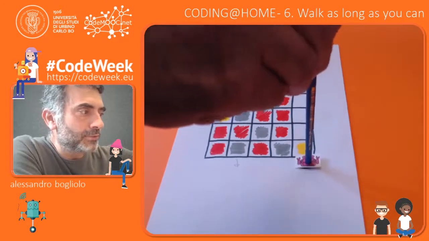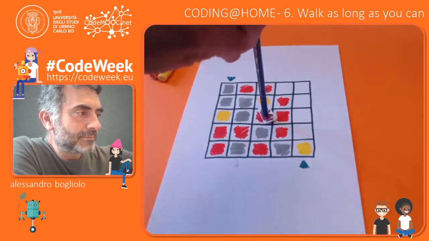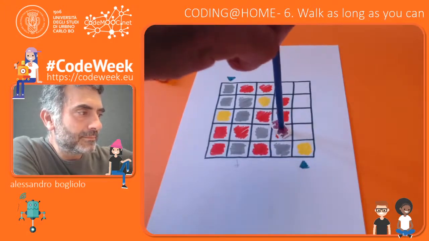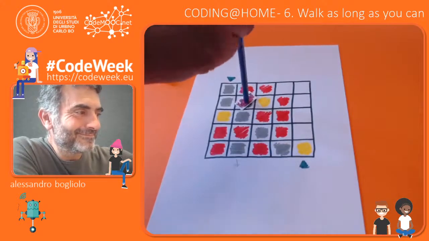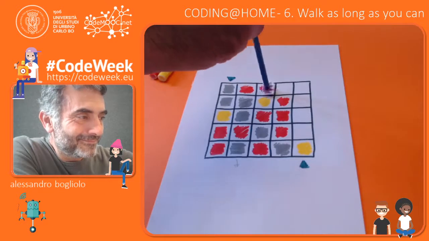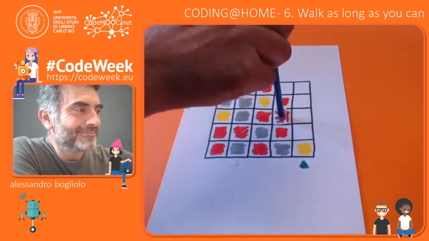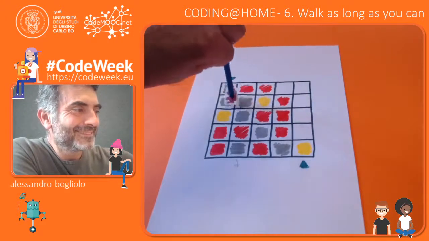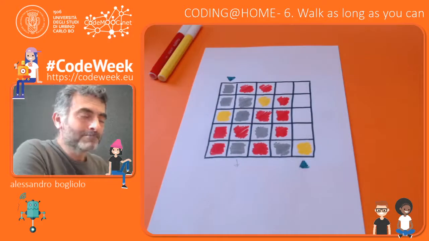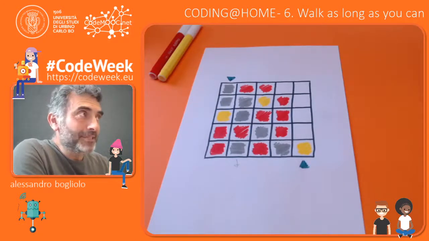Okay, so you count. 1, 2, 3, 4, 5, 6, 7, 8, 9, 10, 11, 12, 13, 14, 15, 16, 17, 18, 19, 20. 20. Okay, it's also nice to see how many times her path goes over the same boxes.